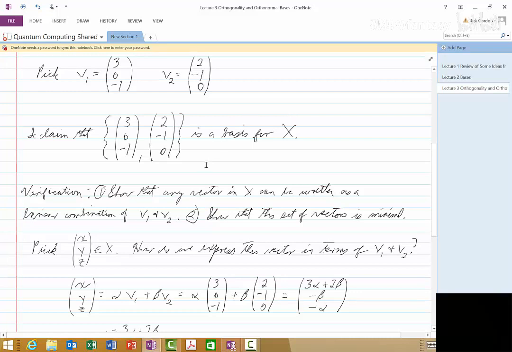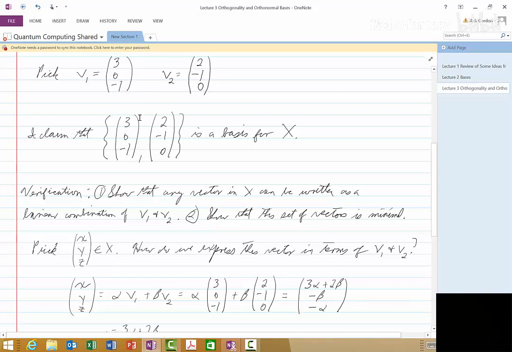Another way of showing that if we took one of these away, what would be left over would not be sufficient, is to say, well, if we took 2, negative 1, 0 away, we know 2, negative 1, 0 is a vector in X, but we can't express it as a linear combination of 3, 0, negative 1. So that shows 3, 0, negative 1 alone is not sufficient.